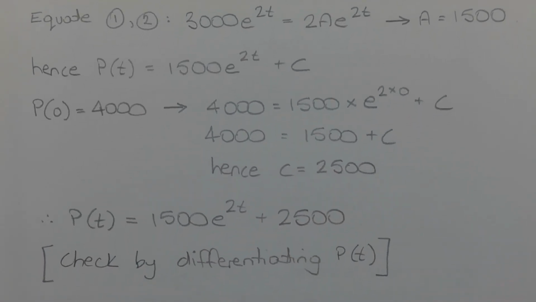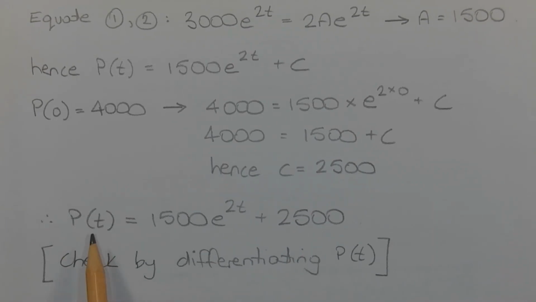So putting that all together, we have P of t is equal to 1500 times e to the power of 2t plus 2500. If you have time, you can check this answer by differentiating P of t.